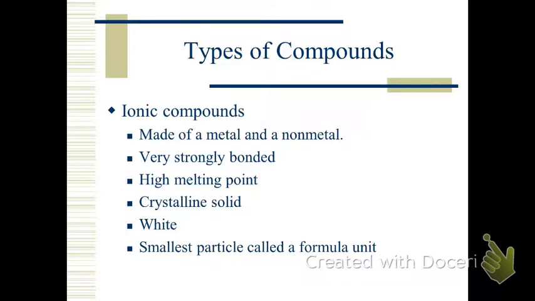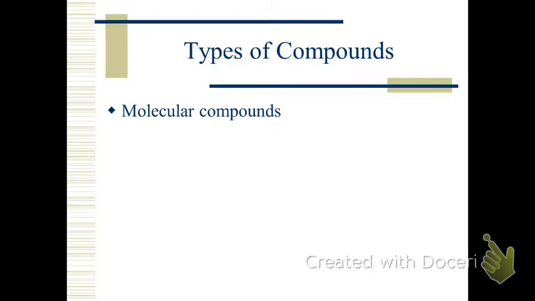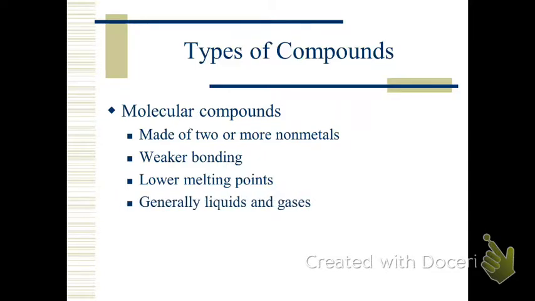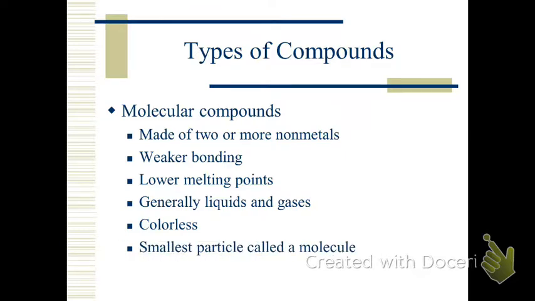The other type of compound is a molecular compound. And so molecular compounds are made out of two or more nonmetals. They are weaker bonding than ionic compounds are. Because they're weaker, they're going to have lower melting points, which is why they are either liquids or gases at room temperature. In most cases, they are going to be colorless. And the smallest particle is called a molecule.